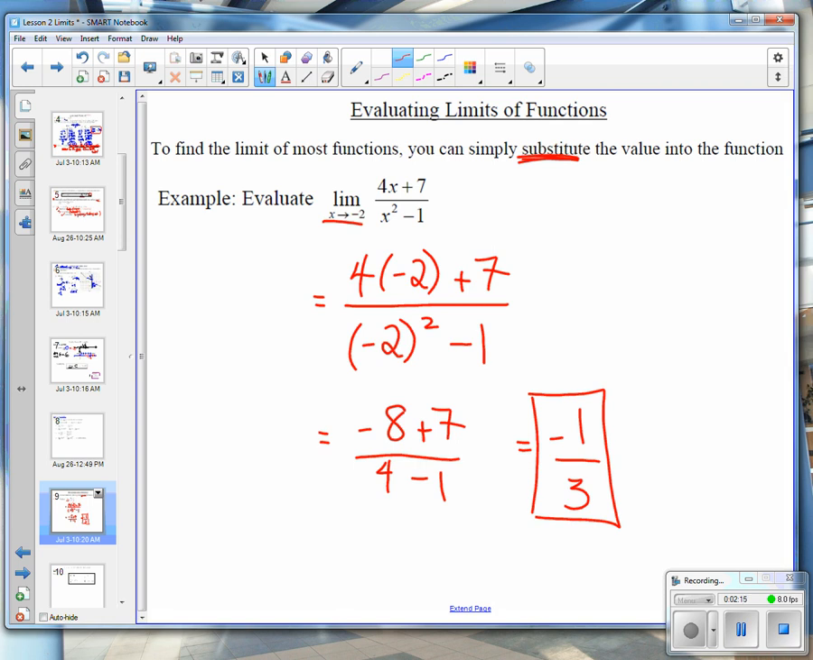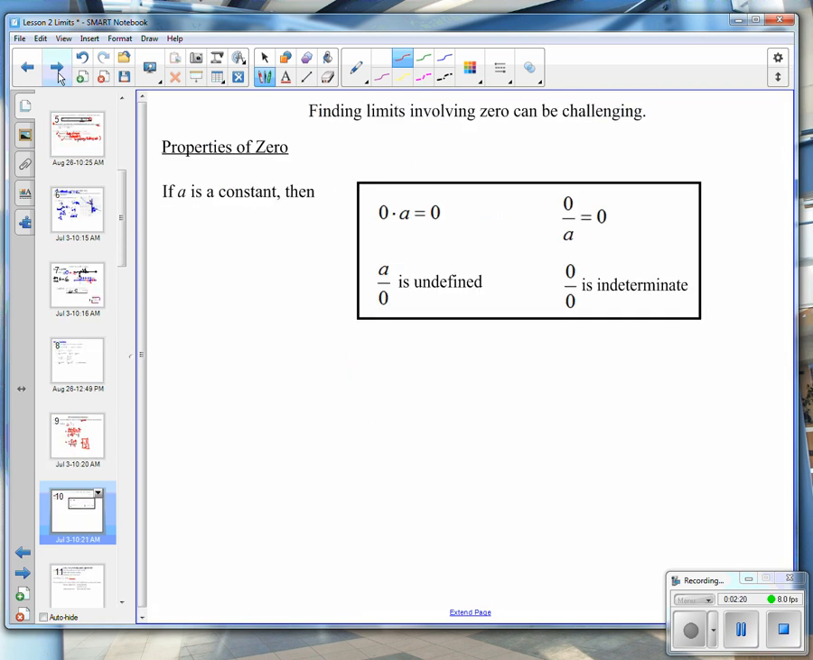And because we were able to find a limit just through substitution, guys, we're done, and that's it. Now, do you think they're all going to be this easy? Oh, no, they're not. So let's look at some harder ones.